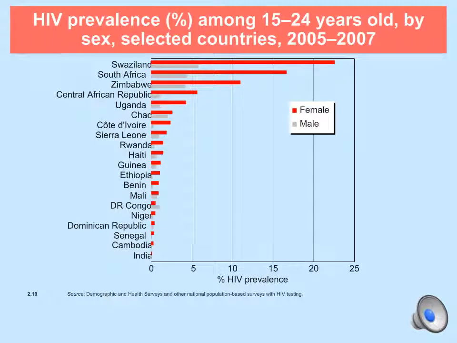So you can see also that there are huge differences in the prevalence among people 15 to 24 years of age by sex in selected countries. In a country like Swaziland, also notice the red bars are females, the gray bars are males. The prevalence among women in Swaziland during that time period was over 20%, whereas in other countries, even African countries like Senegal, the rate was well under 2%. So huge differences in infectious diseases, also geographically.